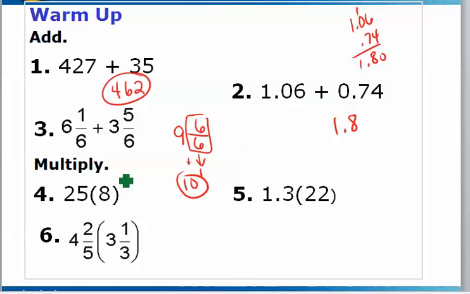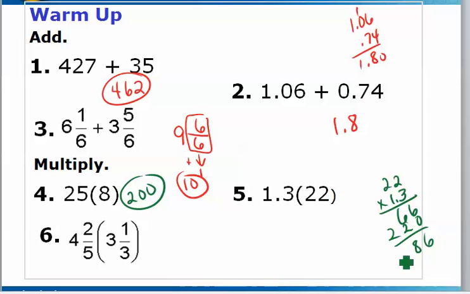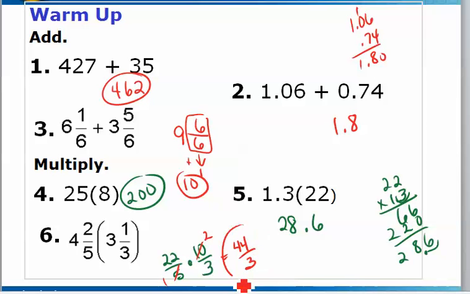The next section just is multiplying problems. So if you multiply 25 times 8, you get 200. If you multiply 22 times 1.3, you end up getting 28.6. The last problem here, you have to make improper fractions. So 5 times 4 is 20, plus 2 is 22, times 3 times 3 is 9, plus 1 is 10. I can cross reduce here. 5 goes into both of those. And then I'm getting the answer of 44 over 3.